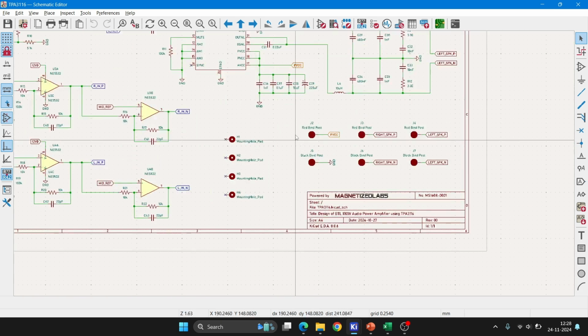Then for input and output connectors, I am using Keystone red binding post connectors. Also, all the components whichever I have chosen here are automotive grade. So I have kept the connector also in a sturdy way. I am using this for power input and speaker output as well. These are all the mounting holes for the PCB.